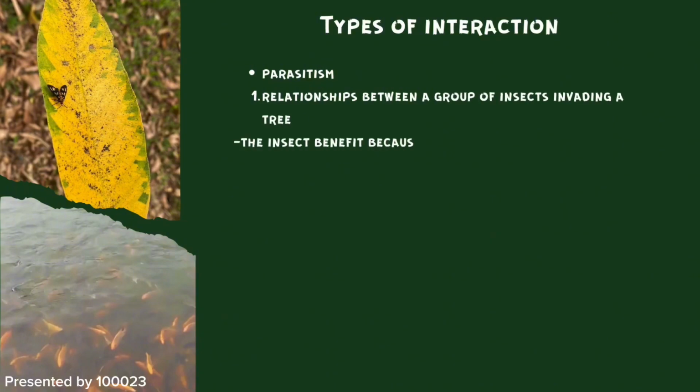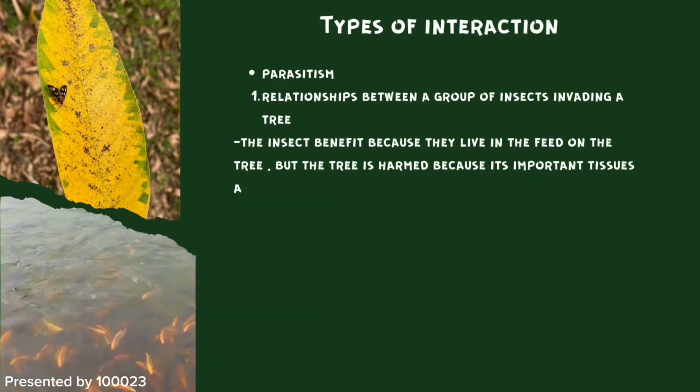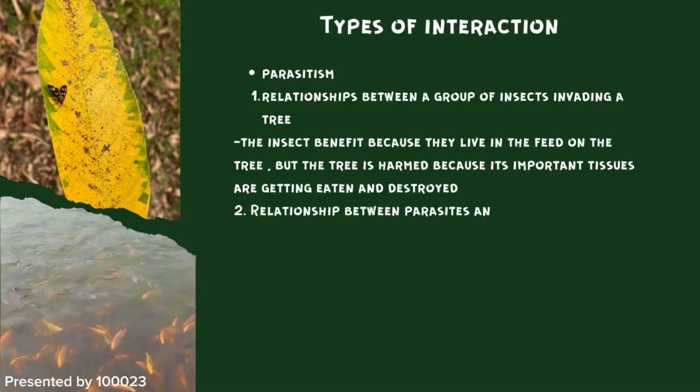Parasitism. Parasitism is when one organism benefits at the expense of another organism. An example is the relationship between a group of insects invading a tree. The insects benefit because they live and feed on the tree, but the tree is harmed because its important tissue is getting eaten and destroyed.